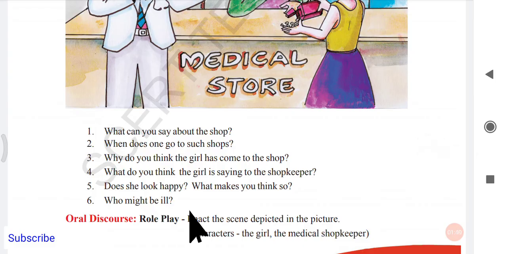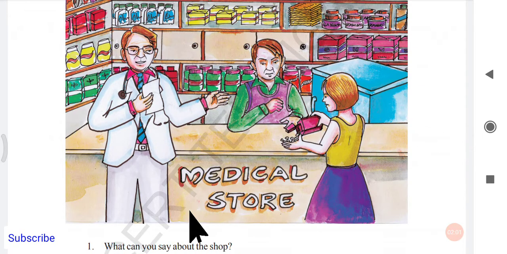Next, who might be ill? Who might be ill, in the sense unhealthy? Her family members, or brothers, sisters, or friends. Anyone might be ill or unhealthy, so that's why she might have come to the shop there.